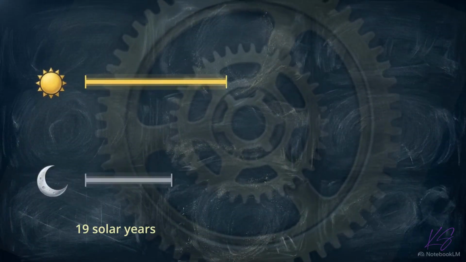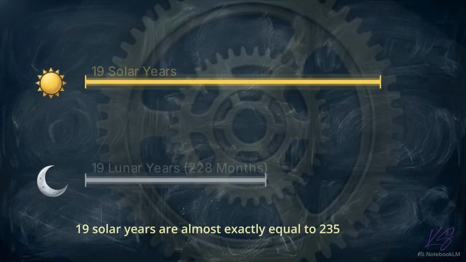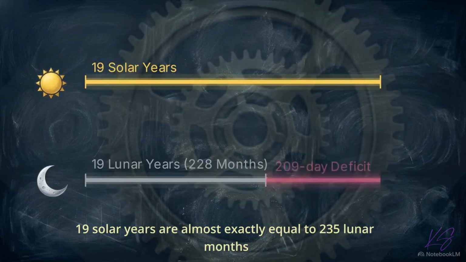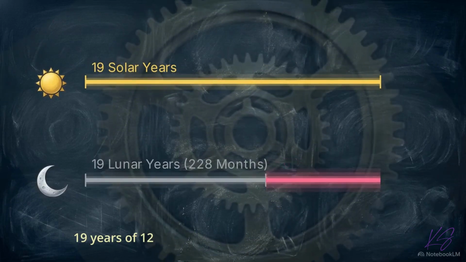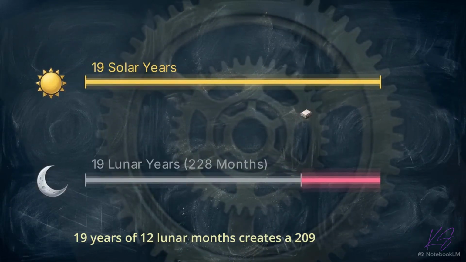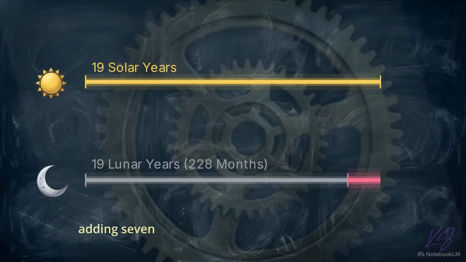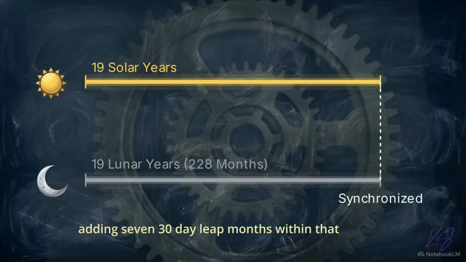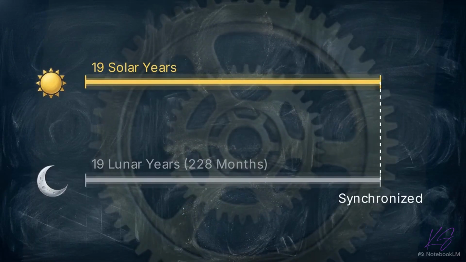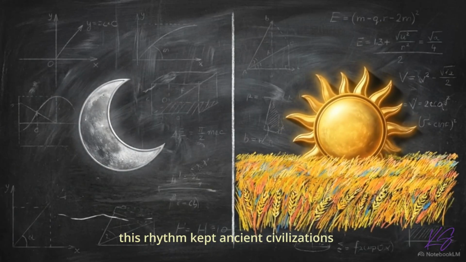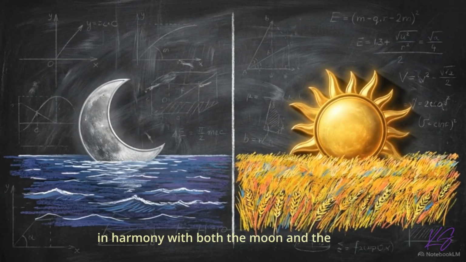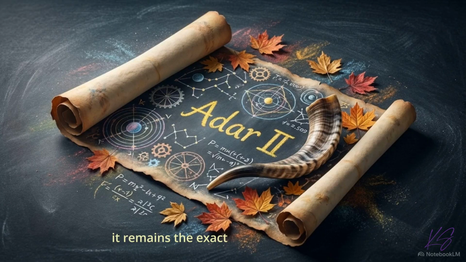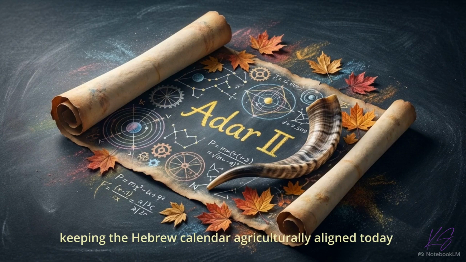19 solar years are almost exactly equal to 235 lunar months. 19 years of 12 lunar months creates a 209-day deficit. Adding 7 30-day leap months within that cycle balances the math. This rhythm kept ancient civilizations in harmony with both the moon and the sun. It remains the exact operational engine keeping the Hebrew calendar agriculturally aligned today.